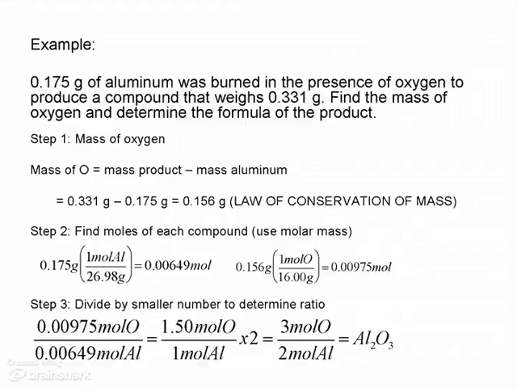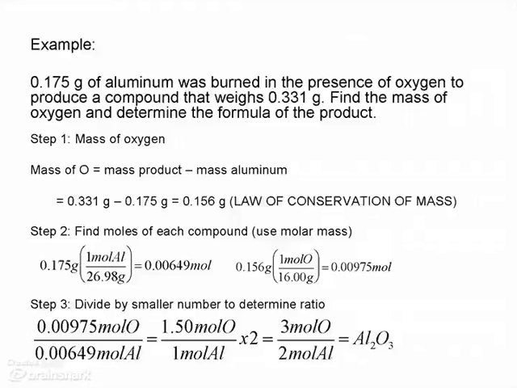The mass of oxygen can be simply found by subtracting the mass of aluminum from the mass of the compound. So 0.331 grams total minus 0.175 grams corresponding to aluminum gives us 0.156 grams of oxygen, and that's the law of conservation in action. Now, let's find the moles. So we remember from experiment 2 that we can use the molar mass to convert from grams to moles.